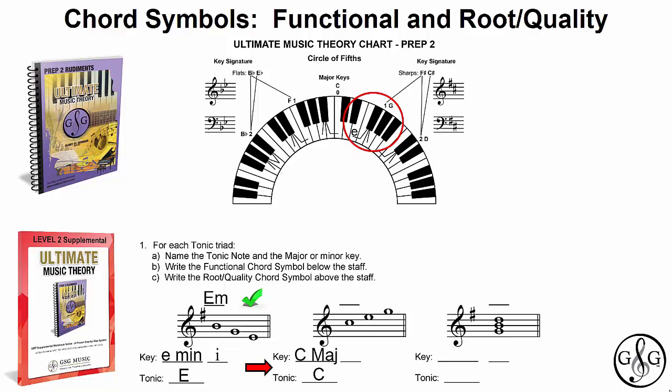Next, we're going to write the functional chord symbol below the staff. And when we have a major triad, the chord symbol will be an uppercase Roman numeral I, representing our functional chord symbol. Next, we're going to write our root quality chord symbol above the staff. And since it is a major, we will simply add C for the C major triad.